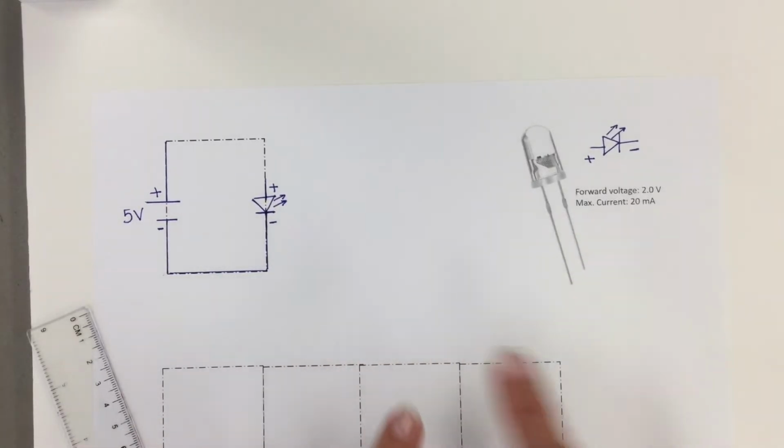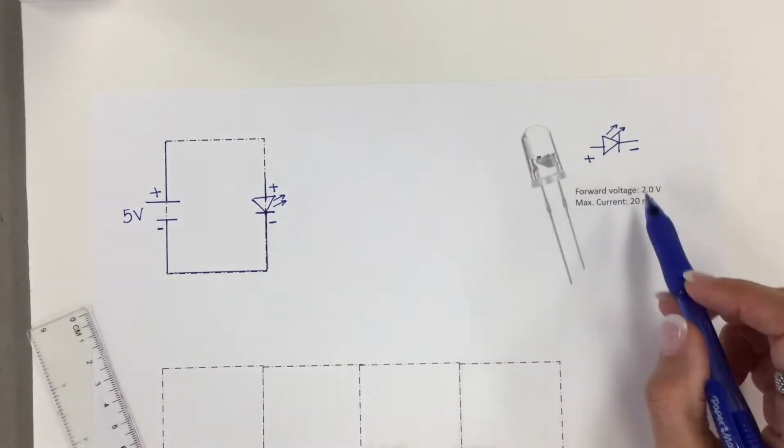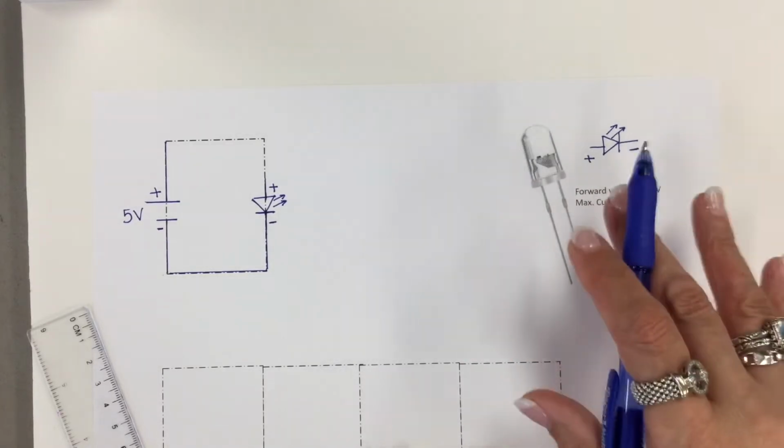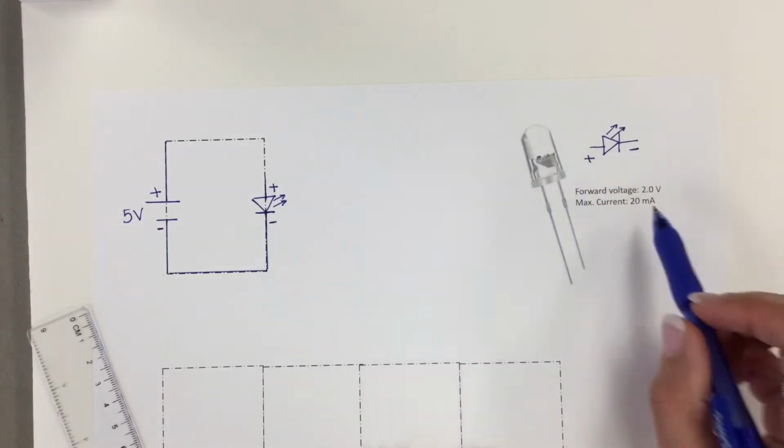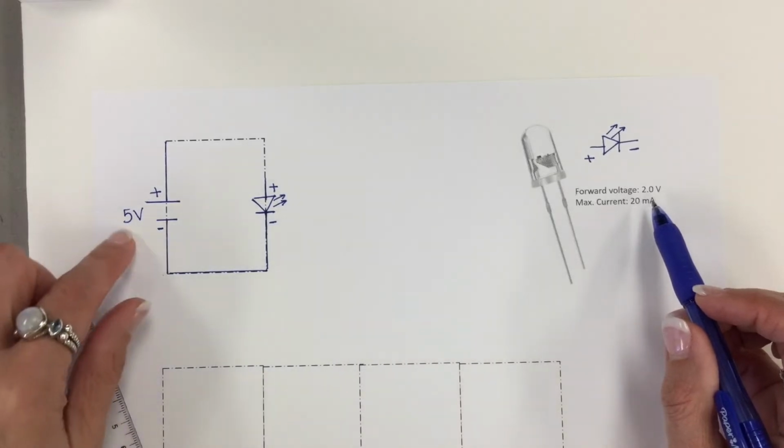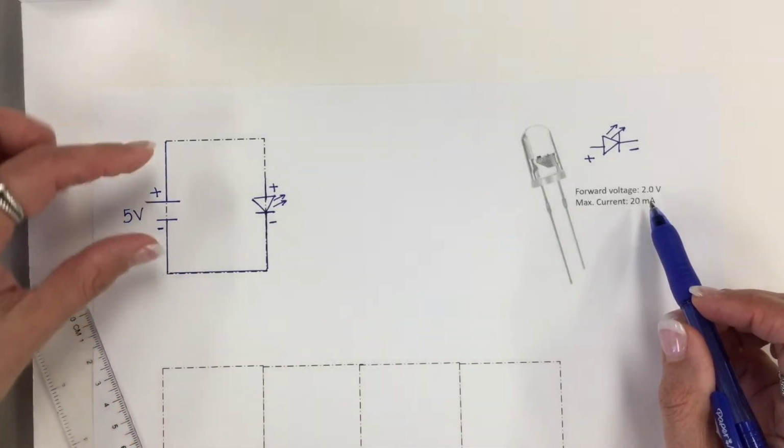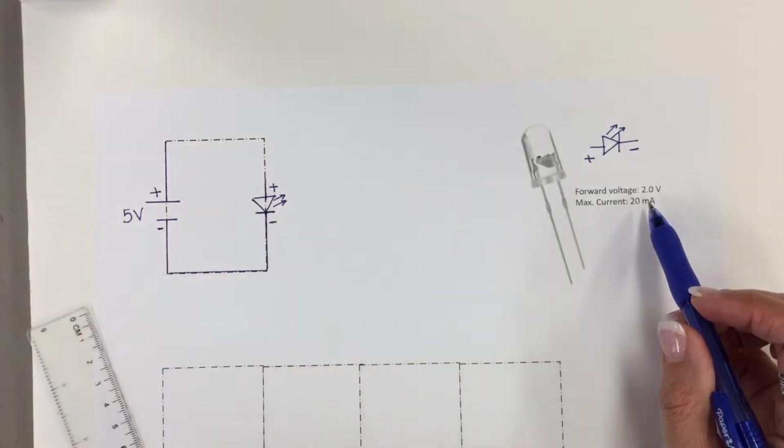However, there is a problem. The operational voltage for this LED is 2 volts. And here we have 5. So if you apply 5 volts here, this is not going to work well.